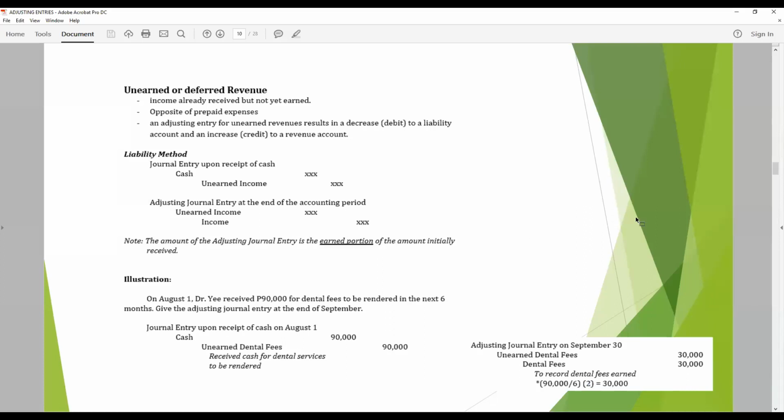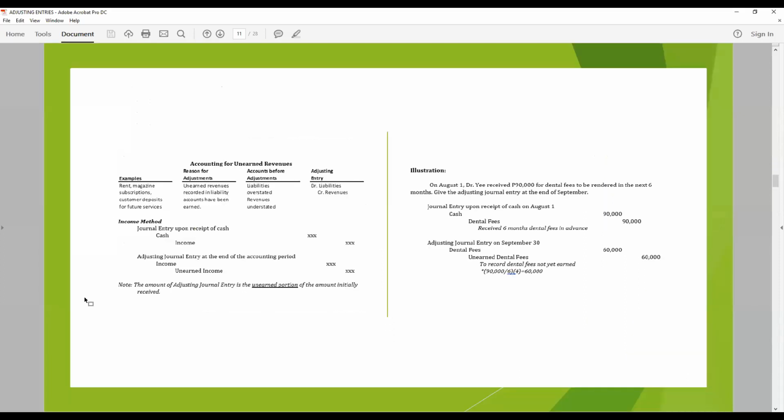So, clear ba sa inyo yung unearned or deferred revenue under liability method? Yes, ma'am. So, under liability method, examples: rent received or rental payments, hindi yung rent na binayaran nyo. Bale, rent na na-receive nyo from your tenants. So rent, magazine subscriptions, customer deposits for future services.